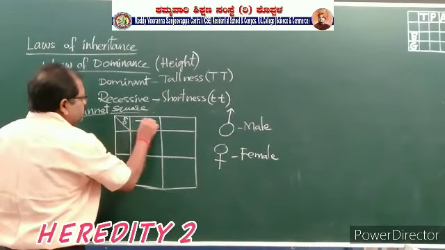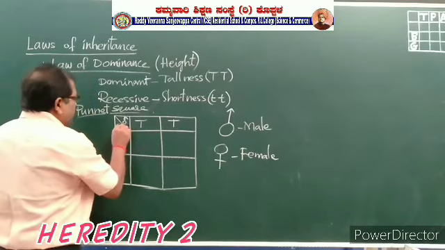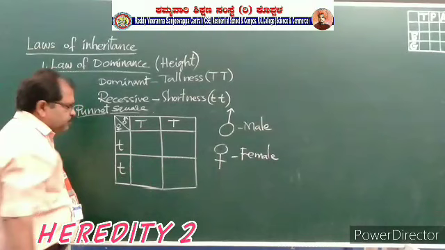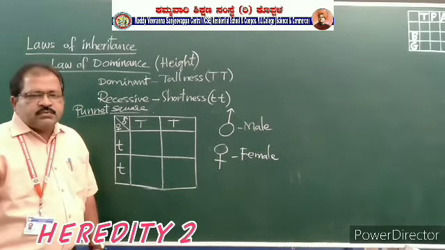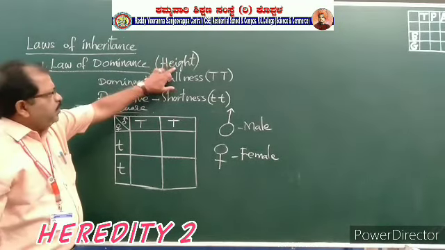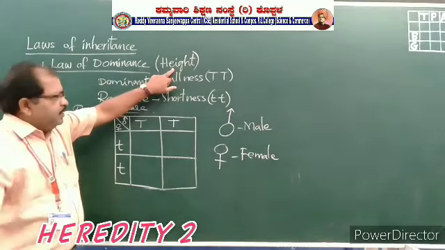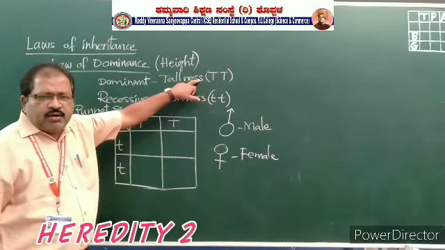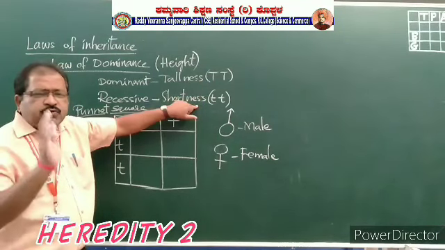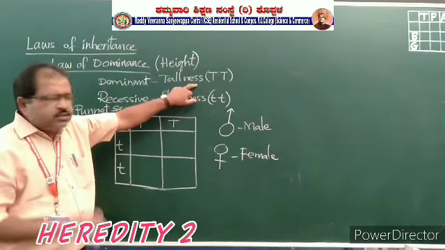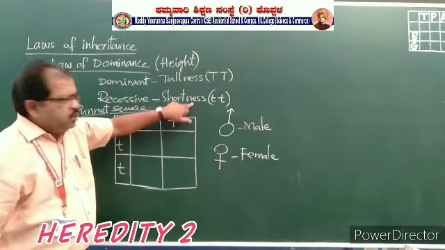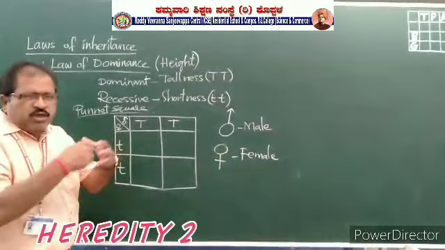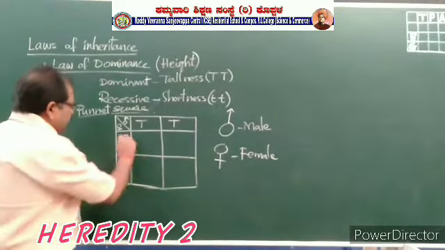Suppose the male is the tall plant, and the dwarf plant is female. Okay. So, one character we have taken. What is the character here? Height of the plant. In this, two traits are there. One is a dominant trait, another one is a recessive trait. The dominant trait is tallness and the recessive trait is shortness, and these are indicated with the capital T as well as the small t. When these two are crossed, what happens?